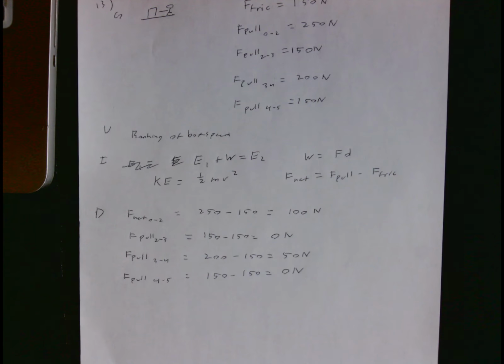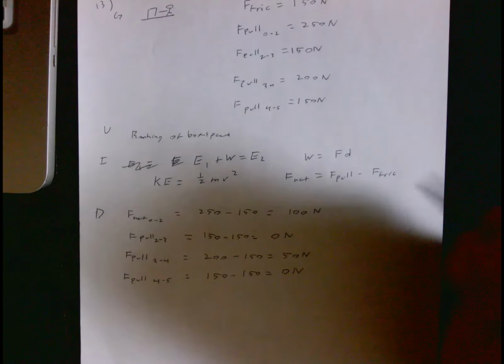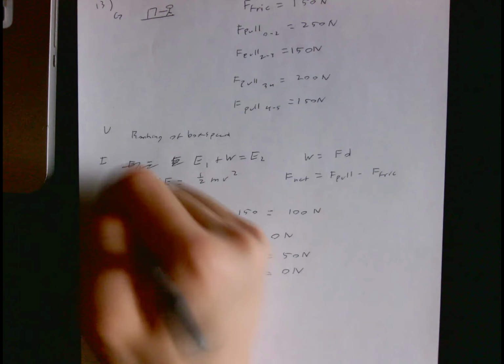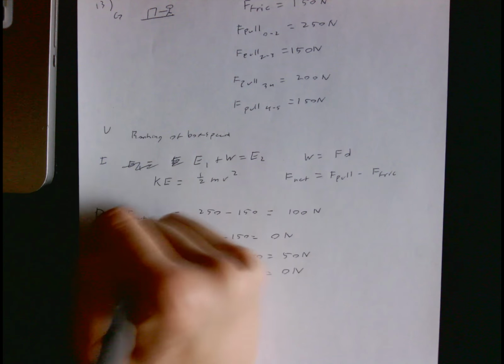And so now that we have that, we next need to solve for the work done over this time. The actual number itself doesn't matter, but the important thing is whether the work is positive or whether it's 0. It says F pull, it should be F net.